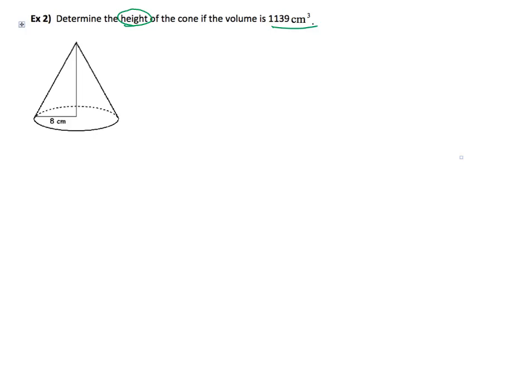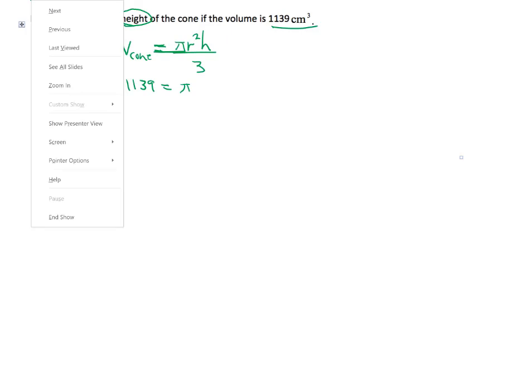The way you do this is you set up your volume of a cone. You might have to go back and double check this, but it's pi r squared times h all over 3. And that's your volume of a cone. The only thing that you do now is you plug in your volume of a cone and solve for h. You guys have actually done stuff like this before in our algebra unit.